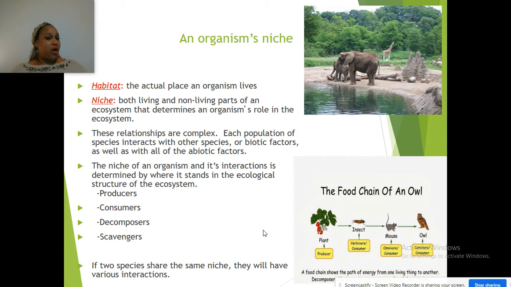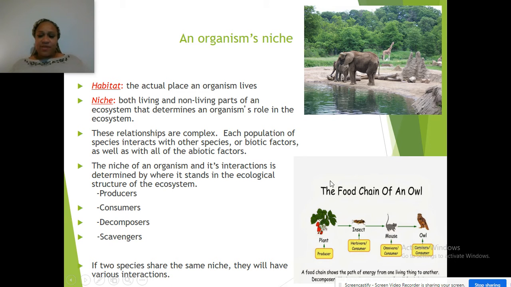These relationships are complex because they interact with other species, all right? Biotic factors as well as with all of the abiotic factors. So they all are pretty much interacting with the same factors, or they need the same factors. All right. We're going to talk also about producers, consumers, decomposers, and scavengers.